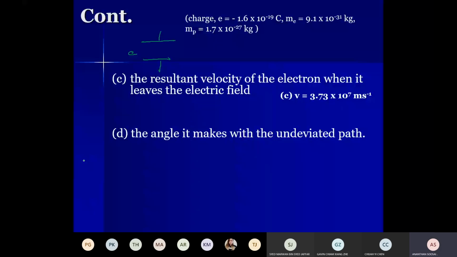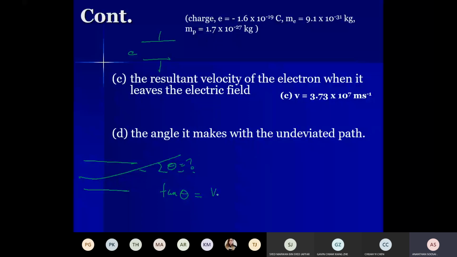So of course, you know, the electron goes up, and when it goes out here, what is the angle it makes? How much is the angle it makes from the undeviated path? The undeviated path is the straight line. So what does this angle stand for? So same like projectile, right? How do you find the angle? Tangent theta equals to what?